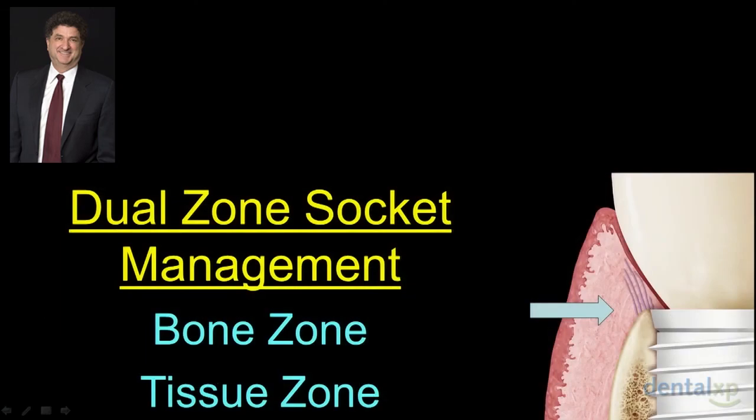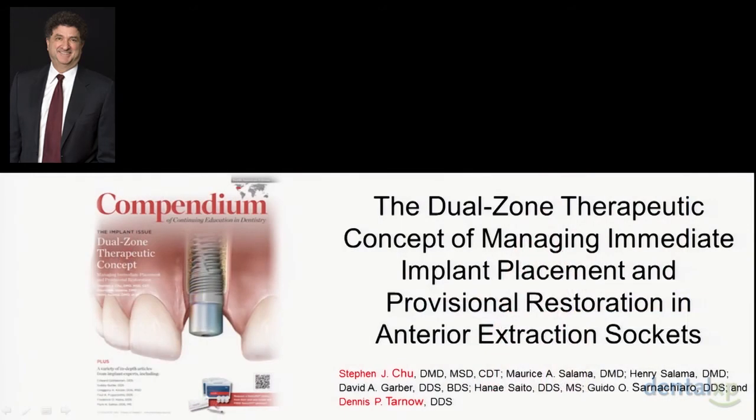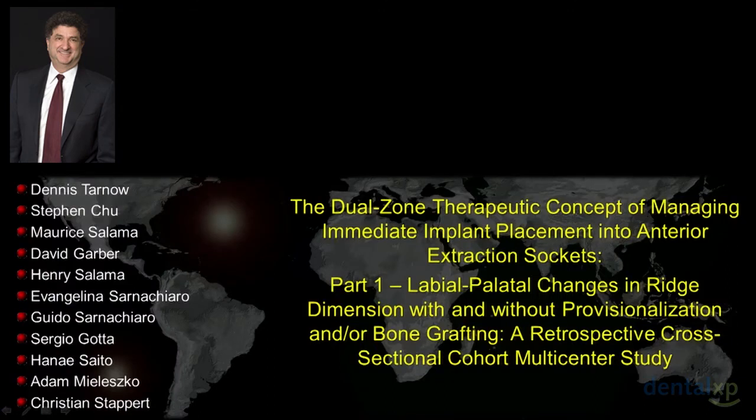So where are we with this today? We're going to move this through quickly. I came up with this concept I call dual zone socket management. There's the bone zone and the tissue zone. We always used to talk about the bone zone. Everything in the socket above the crest is tissue zone. Everything below is not. So what you see here, Steve and I and Maurice and Henry published this with Hanai Saito and Guido Saracano, and we got a case in there, so you'll see this concept.